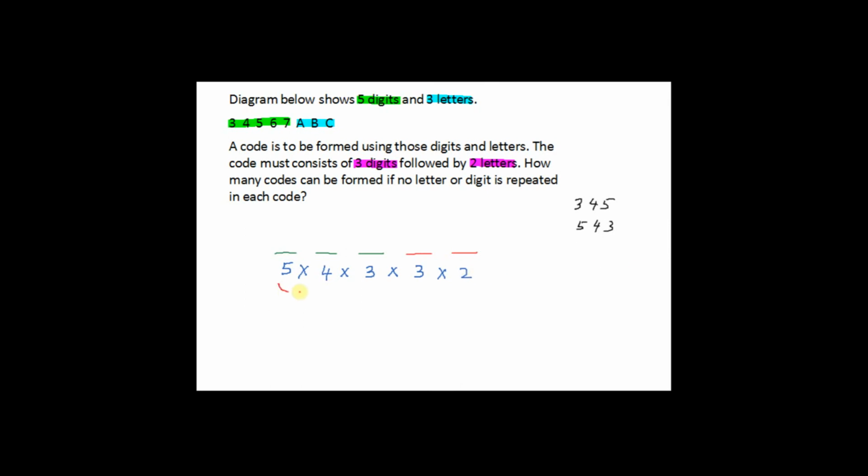Or you can use the formulas: to choose the digits, that is 5P3, multiplied by the formula to choose the letters, that is 3P2. If you press a calculator, 5 times 4 times 3 times 3 times 2 will equal 360. And 5P3 times 3P2 will also give you the answer 360.